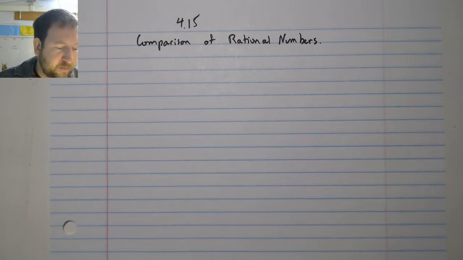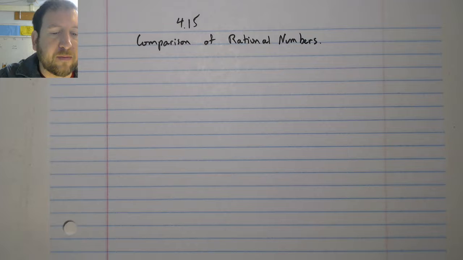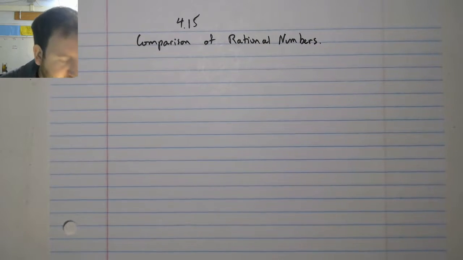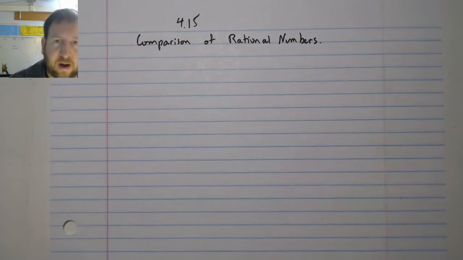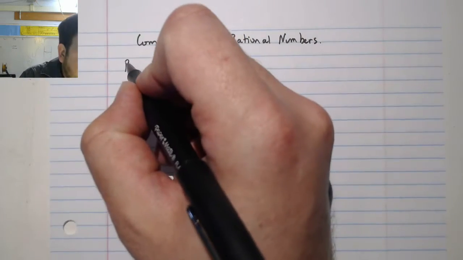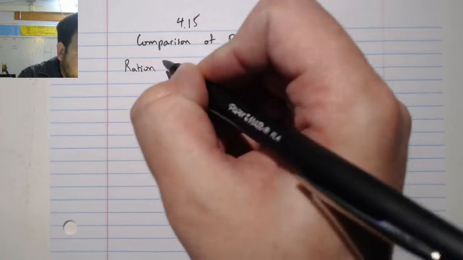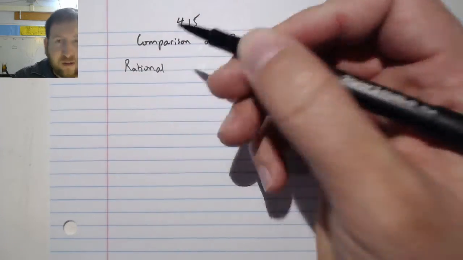Hi, we're going to do a quick video on section 4.15, and this is really talking about a lot of things that we've already done, but it's looking at them in a different way. And we are going to be talking about the comparison of rational numbers. So remember, rational numbers encompass everything that we've been talking about.